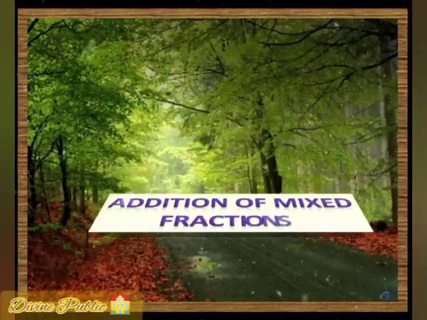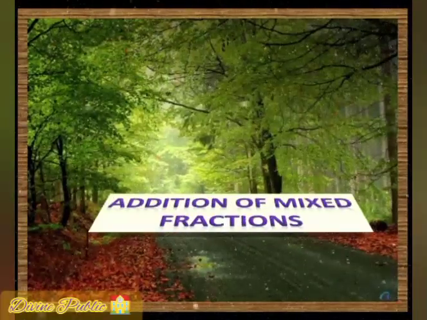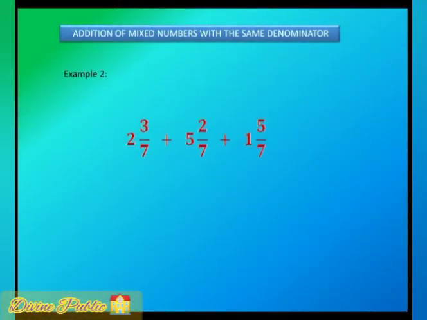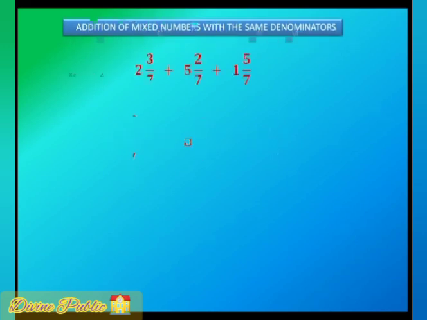Addition of mixed fractions. Addition of mixed fractions with the same denominator. Example 2: 2 whole 3 upon 7 plus 5 whole 2 by 7 plus 1 whole 5 by 7. We have to add all the fractions. Dear students, this question we can do by two methods. Here I will teach you both methods. So let us see the first method.